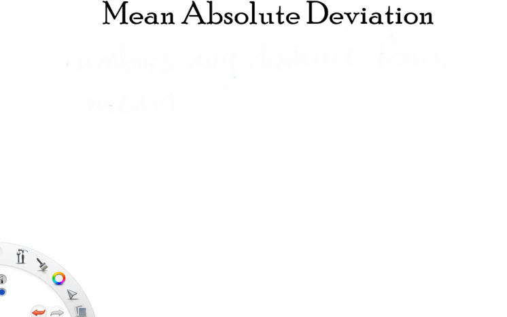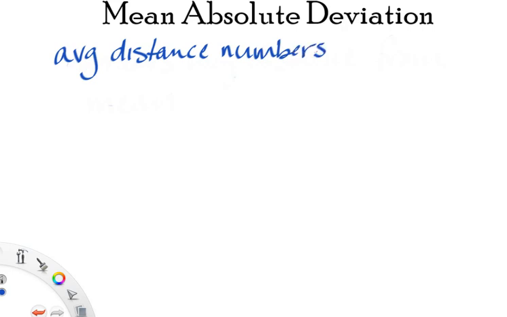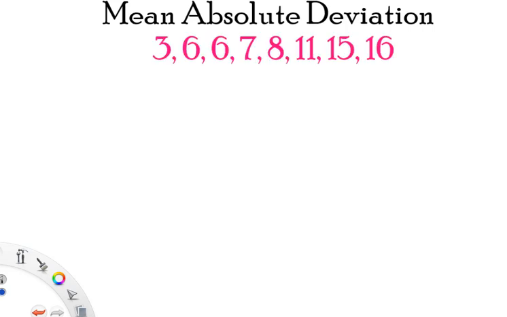What is mean absolute deviation? Well, simply put, it's the average distance that the numbers in a data set are from the mean. In other words, we're going to figure out how far away from the mean all the numbers in a data set are, and then we'll find the average of those values. So it'll take a few steps. Let's take a look at some examples.